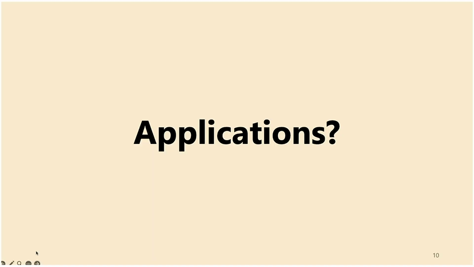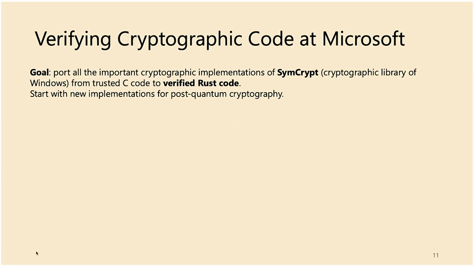Now, the big question is, of course, does it work in practice? Like, what about real applications? So I've shown you this on a 2 lines of code function. What about a real cryptographic function? So there is an ongoing effort at Microsoft to port all the important cryptographic implementations of Symcrypt, which is the official cryptographic library of Windows, and to port all of those from trusted C code to verified Rust code. And we're starting with new implementations for post-quantum cryptography.